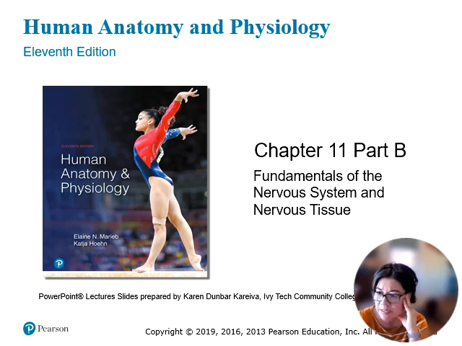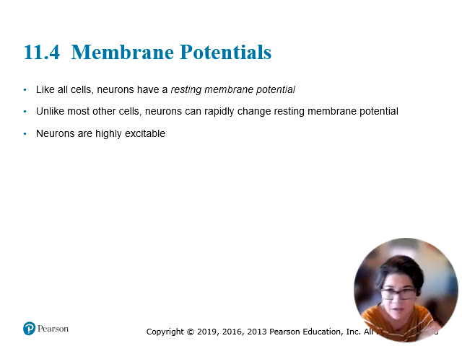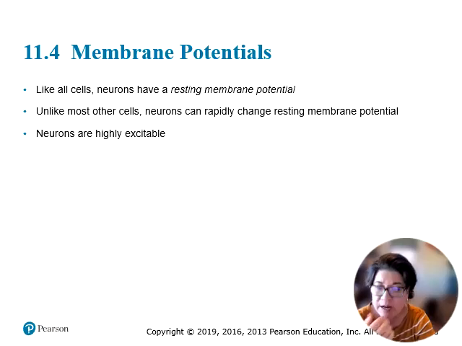Hi everyone, here's the second part of chapter 11, and this is on how a nerve impulse passes through nerves. Okay, so nerve cells can either be resting or they can be what we call an action potential. If they are not transmitting any nerve impulse, they're resting, and if they are being excited, that's called an action potential. So we're going to look at how all that works.